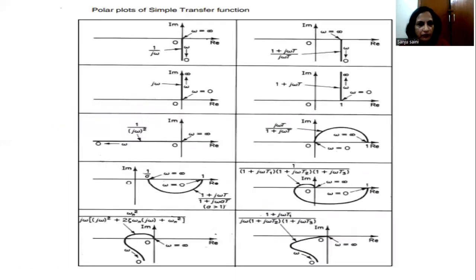Within this figure, we have shown the polar plots of various simple transfer functions. This is the polar plot of 1 by j omega. This is the polar plot of (1 plus j omega T) by j omega T. Then this is the polar plot of j omega. This is the polar plot of 1 plus j omega T. Likewise, we can easily draw the polar plot of any transfer function by following the simple steps explained in this video.